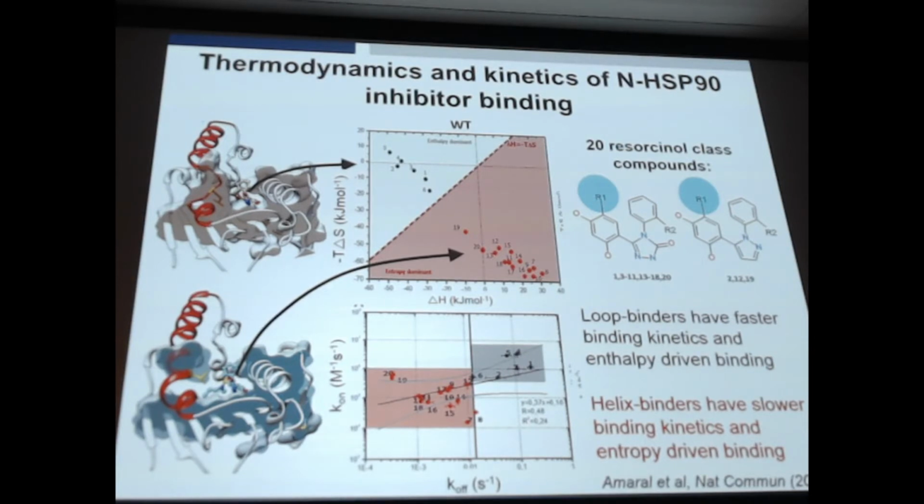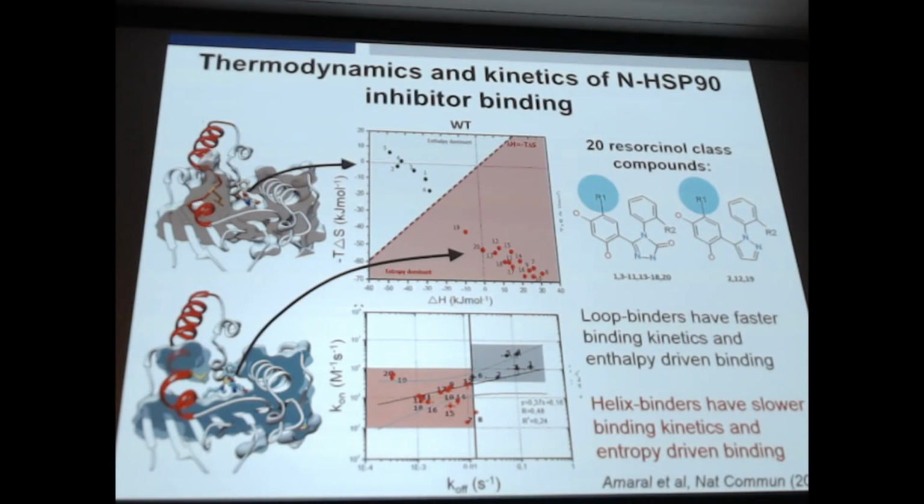If you look at the thermodynamics, you can see that the ones binding to this helical conformation, the so-called helix binders, are entropically driven. So this is interesting because this is high affinity, sub-nanomolar binding that is entropically driven. The loop binders, on the other hand, are enthalpically driven. When we come to the kinetics, you can see that the compounds binding to the helical conformation had lower on rates, and slower off. So they have slow kinetics compared to the ones binding to the loop conformation.